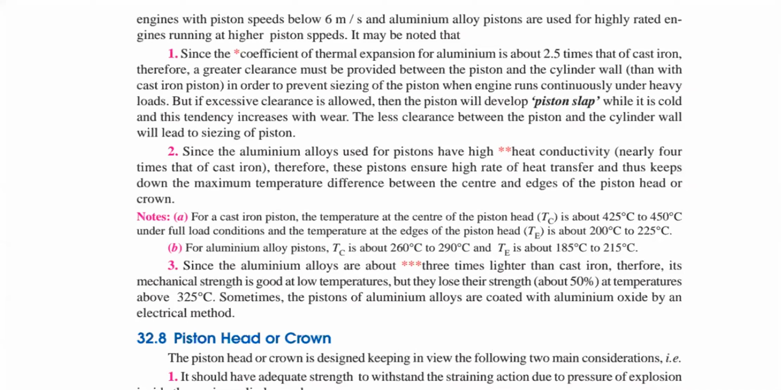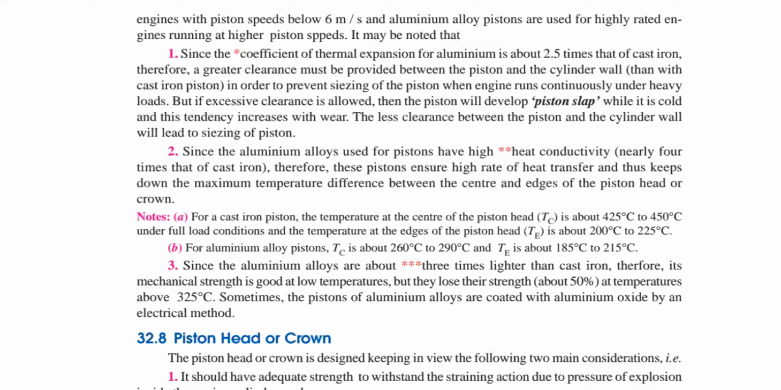Normally, the coefficient of thermal expansion for aluminum is about 2.5 times that of cast iron. So a greater clearance must be provided between the piston and the cylinder wall in order to prevent seizing of the piston when the engine runs continuously under heavy load. So this point must be understood. If excessive clearance is allowed, then the piston will develop piston slap. It also has a tendency to increase the wear.